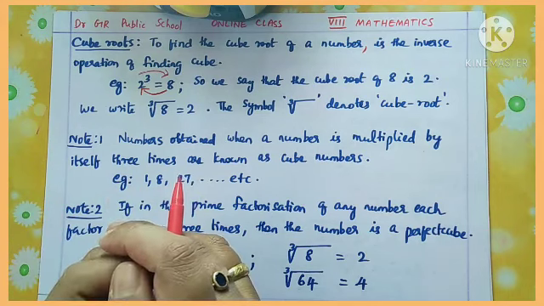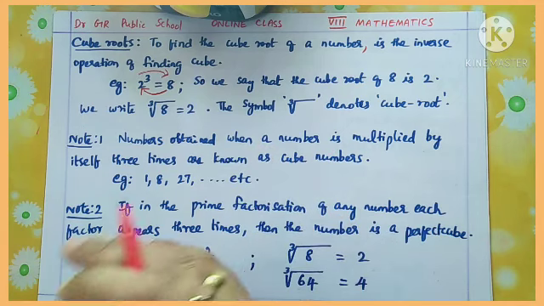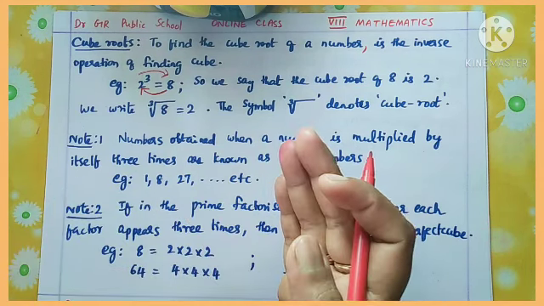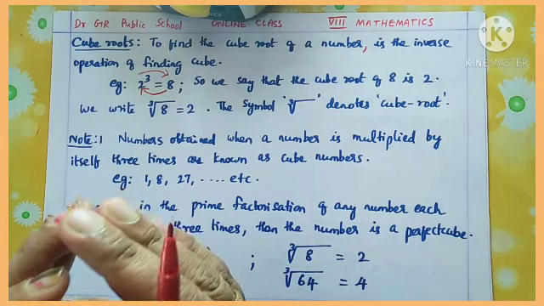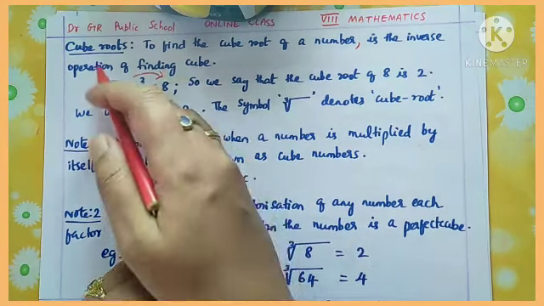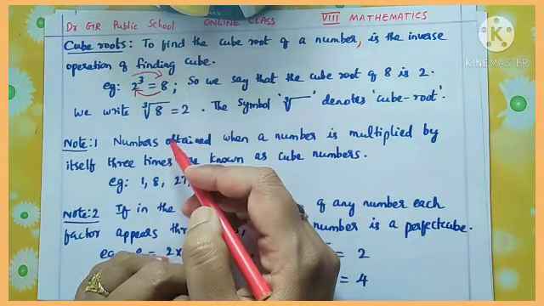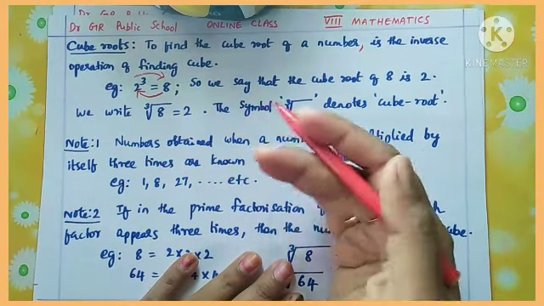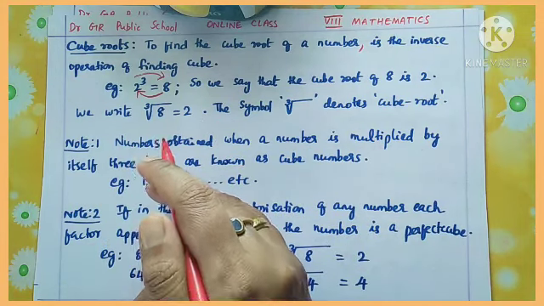In the square root chapter, you learned that to find the square root of a number, what do you want to do? You want to do the inverse operation of finding a square. That is, the number we are squaring, we will get the square of the number, and the inverse operation will give you the square root. Similarly, here also the cube root is the inverse operation of finding the cube of a number. Now you see these cube roots. To find the cube root of a number, it is the inverse operation of finding cube. So what you are doing to find the cube, you are multiplying the number by itself 3 times. So the inverse operation of finding cube is called finding cube root.